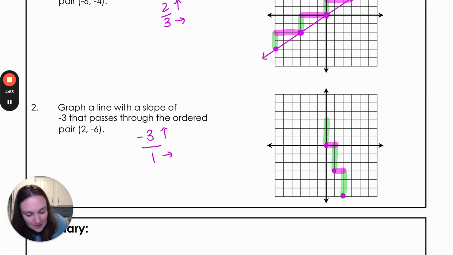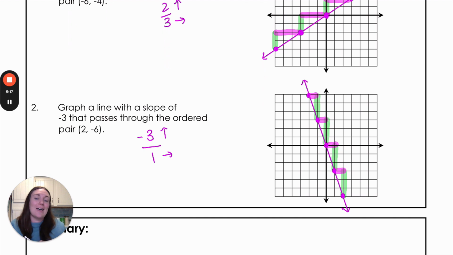Up 3, left 1, and it looks like again I can squeeze in one more. All right, so again, I can take those, connect them, and make a beautiful line. And we had a negative slope. It's going down left to right, so we know that everything is checking out.